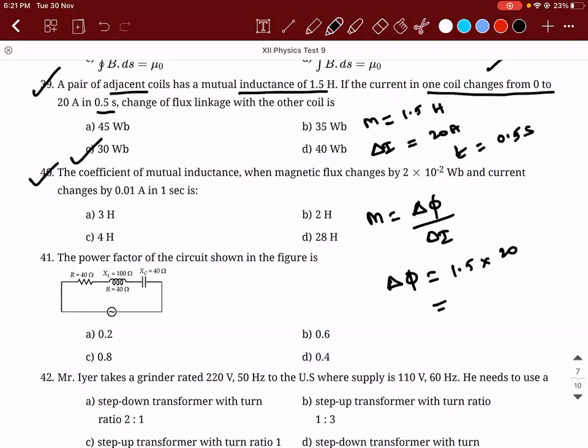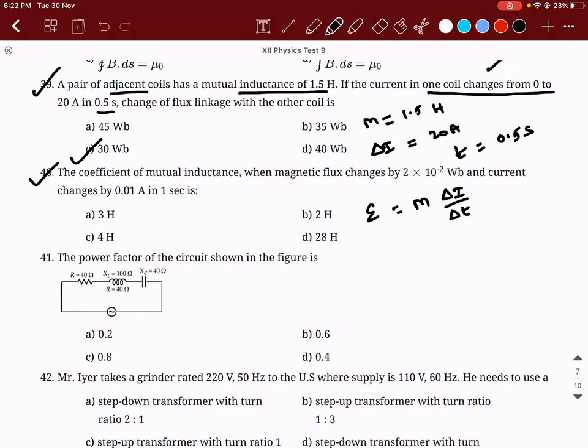40th is also a similar question. The coefficient of mutual inductance when the magnetic flux changes and the current changes by 0.01 ampere in 1 second. So what is the formula, guys? By the way, I hope you understood how we got this formula. We know this formula, E equals M into delta I by delta T. Do you guys know this formula?